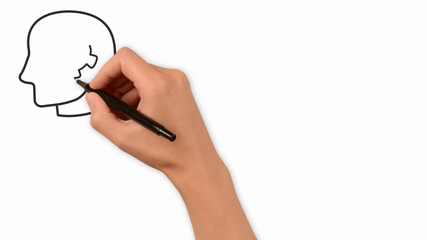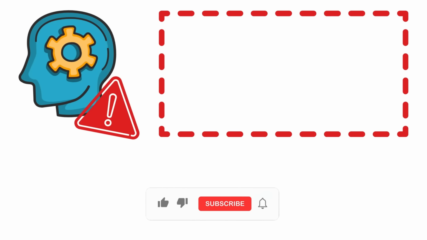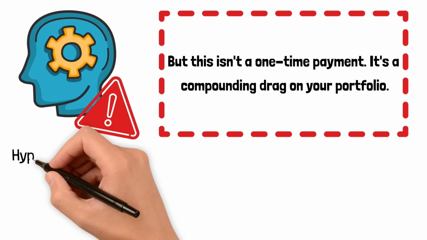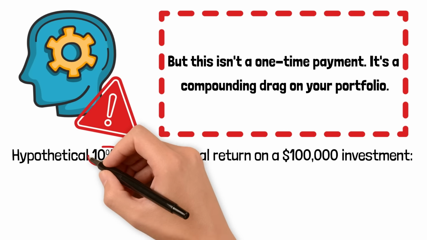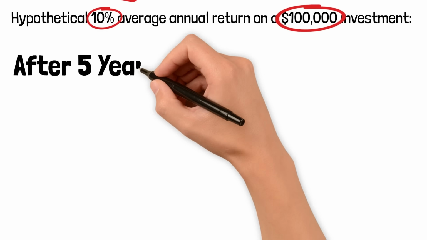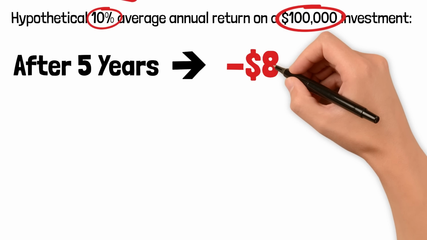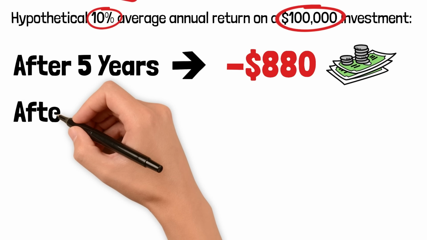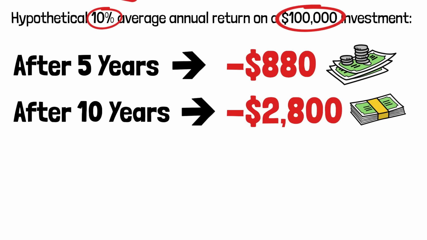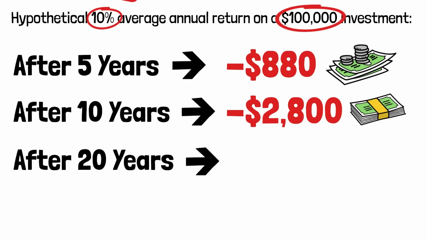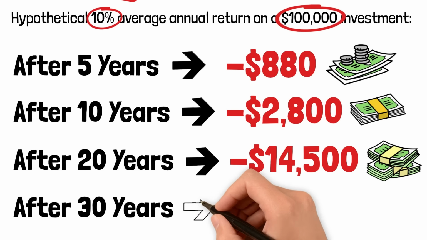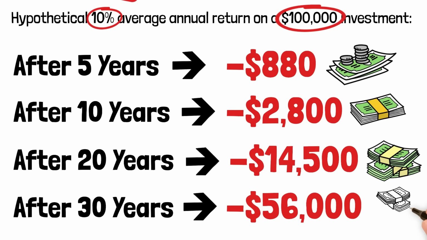The danger here is that our brains dismiss these numbers as tiny. But this isn't a one-time payment. It's a compounding drag on your portfolio. Let's project this forward, assuming a hypothetical 10% average annual return on a $100,000 investment. After just 5 years, you would have over $880 less in the fund with the higher fee. After 10 years, that gap widens to over $2,800. At the 20-year mark, the cost of the higher fee balloons to over $14,500. And after 30 years, that seemingly insignificant 0.11% difference will have cost you over $56,000.